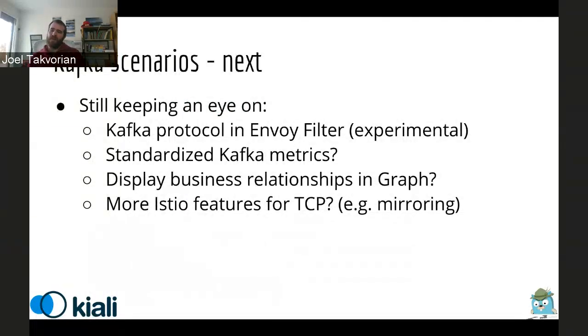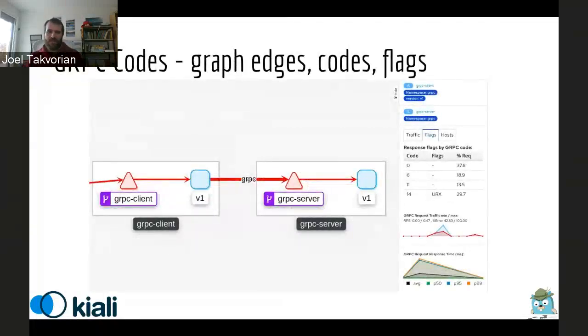And perhaps Istio could have more features for TCP traffic. For instance, traffic mirroring is something that is only possible with HTTP traffic and not TCP. We could imagine that for Kafka, we could have mirroring that would, for instance, allow separate Kafka clusters and duplicate events from one cluster to another. Maybe, I don't know. That's a possibility, but today it's not possible with Istio. And yeah, this is all that I have for Kafka.